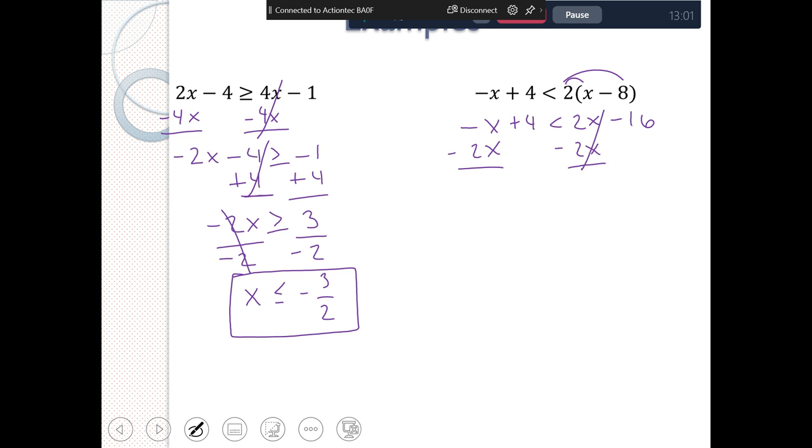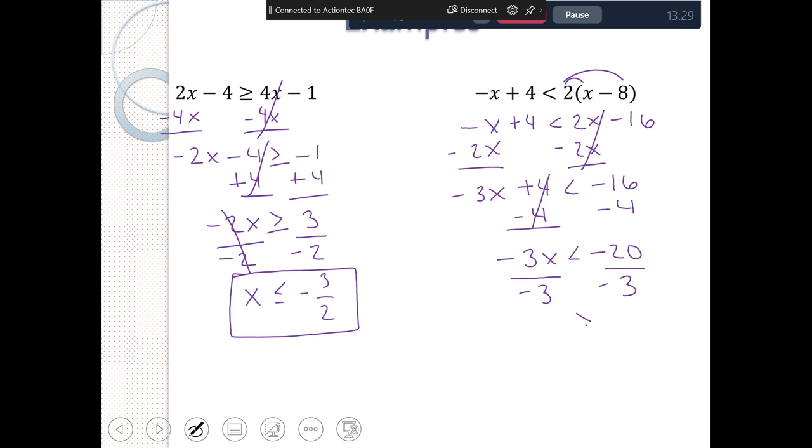Okay, so those cancel out. I have negative 1x minus 2x. That's going to be negative 3x. Okay, then I'm going to subtract 4 from both sides. My 4's cancel out here. I'm left with negative 3x, which is less than negative 20. Okay, then I'm going to divide by negative 3. I'm dividing by a negative number, so what do I need to do with my sign? Flip it. These cancel out, and I'm left with x.